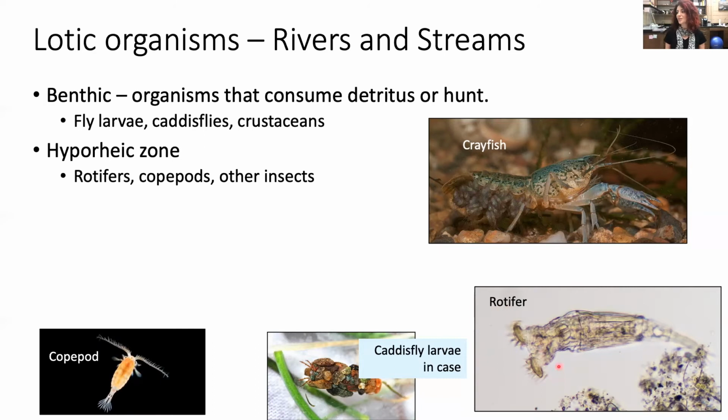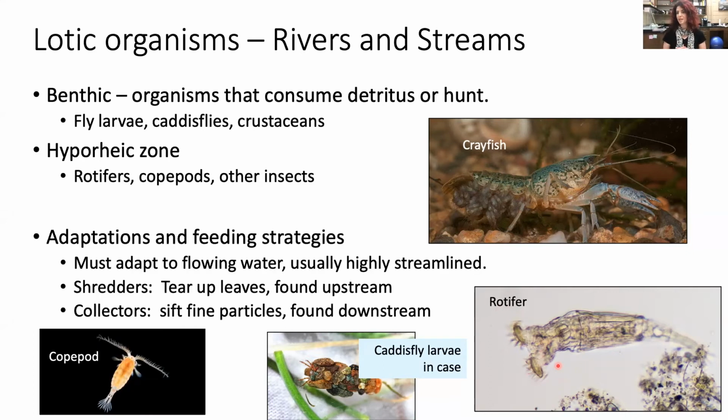But again, you'll find rotifers and copepods in the hyporheic zone. So of course, as with any environment or ecosystem, animals that inhabit these places have to have specific adaptations that allow them to make a living there. That includes body shape as well as feeding strategy.